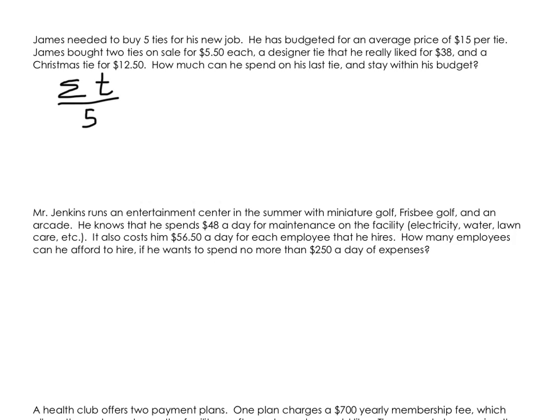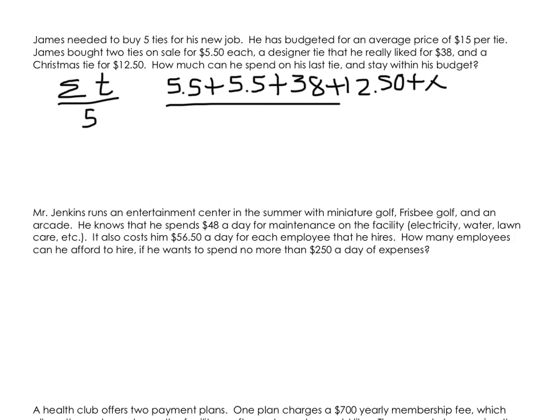He bought 2 ties for $5.50 each, so $5.50 plus $5.50. Oh, he bought that $38 tie. And he bought the Christmas tie for $12.50. And he has one more tie. So we've summed up all the ties, and now we need to divide by 5, the number of ties. His budget is $15 per tie, so he has to stay less than or equal to 15 to stay within his budget. So this is our inequality that we want to solve.